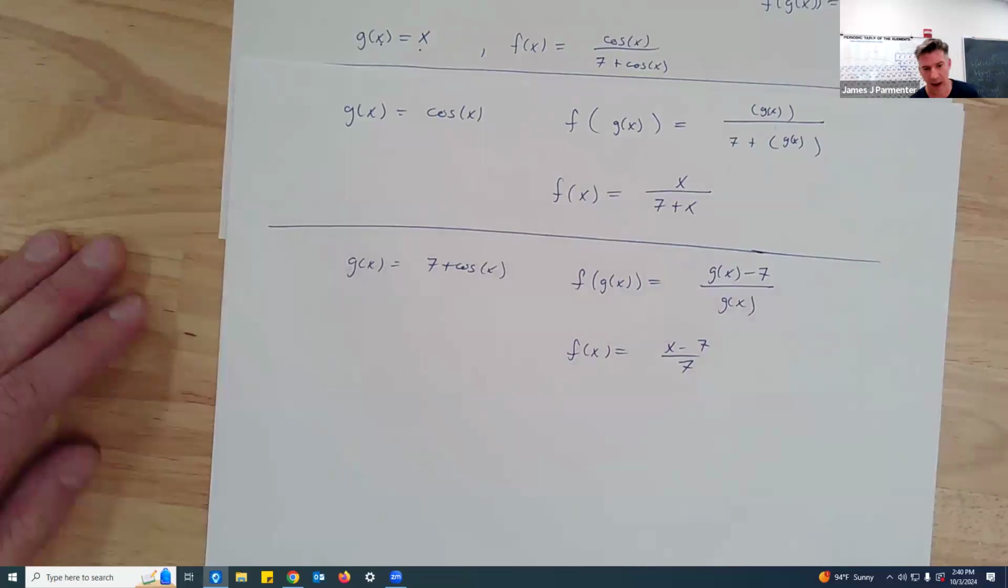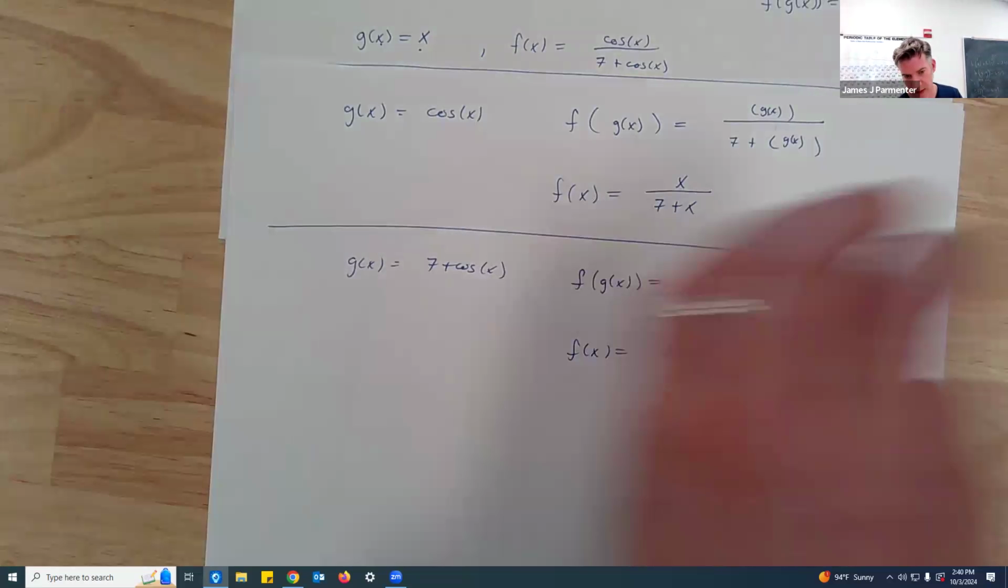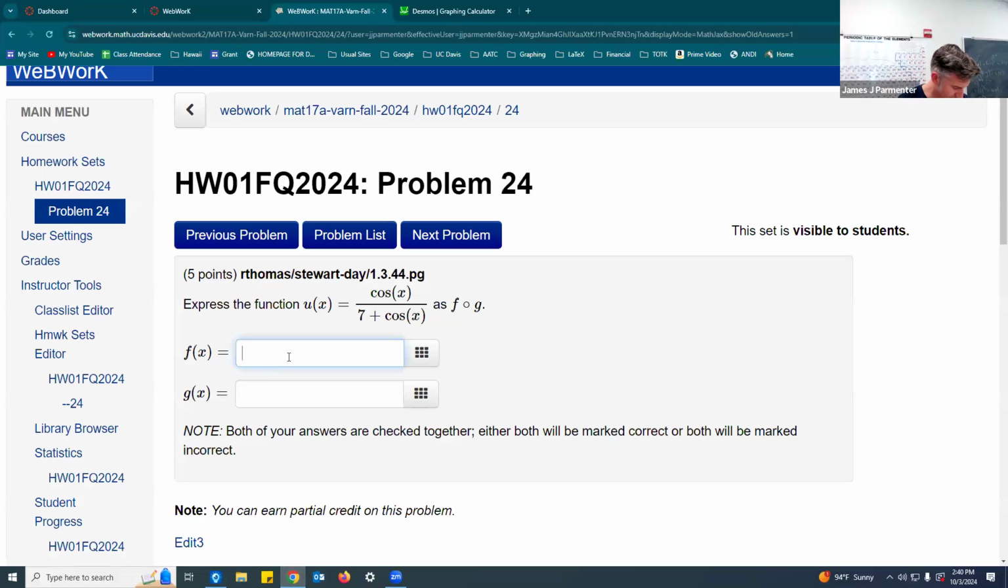I wonder if they'll take that. That seems like they might take it. Let's find out, just for the sake of knowing. So if I say that f of x is x minus 7 over x. I wrote 7 on the bottom. Sorry, that should be x minus 7 over x. Let's find out. Let's see how flexible WebWork can be here. And then my inner function, I said it should be 7 plus cosine of x.